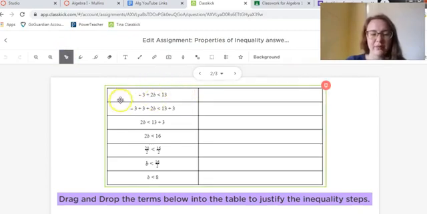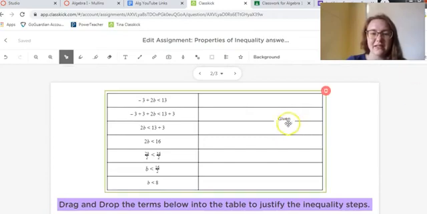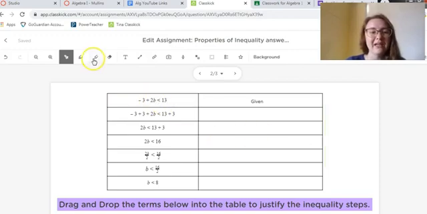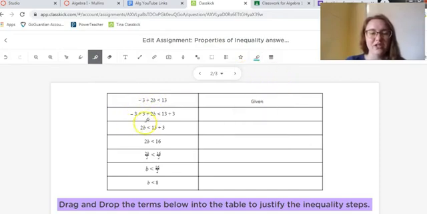This first step always is given. That's always going to be the given step, okay? Because that's the inequality or the equation or whatever it is that was given to us. We haven't done anything to it yet. Now, what I want to see is what changed from my first to my second.